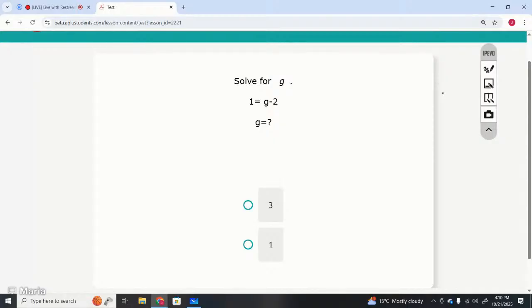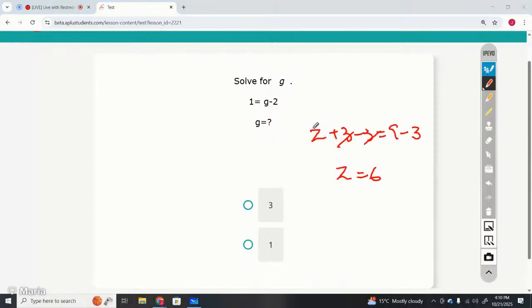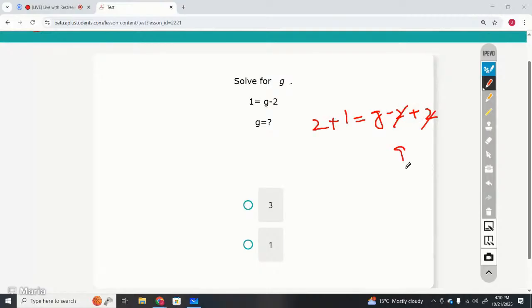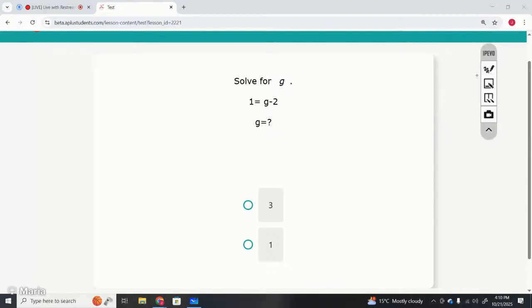Solve for g. 1 equals g minus 2. You need to add 2 both sides. So g equals 3. Option number 1 is the correct option. 3 it is.